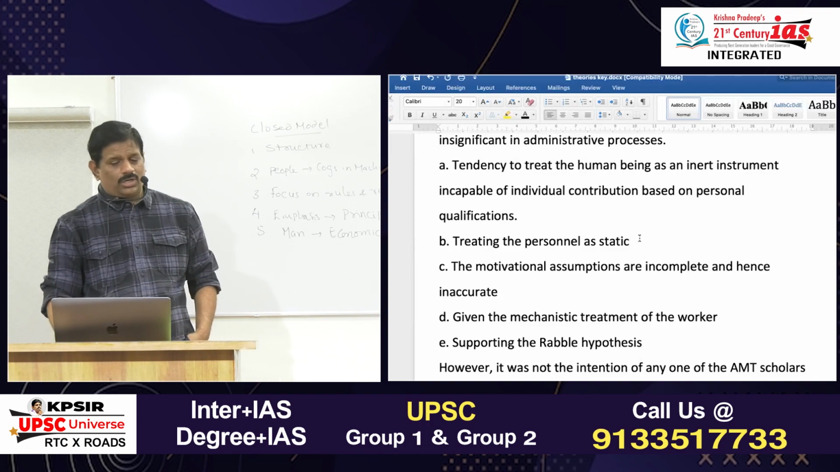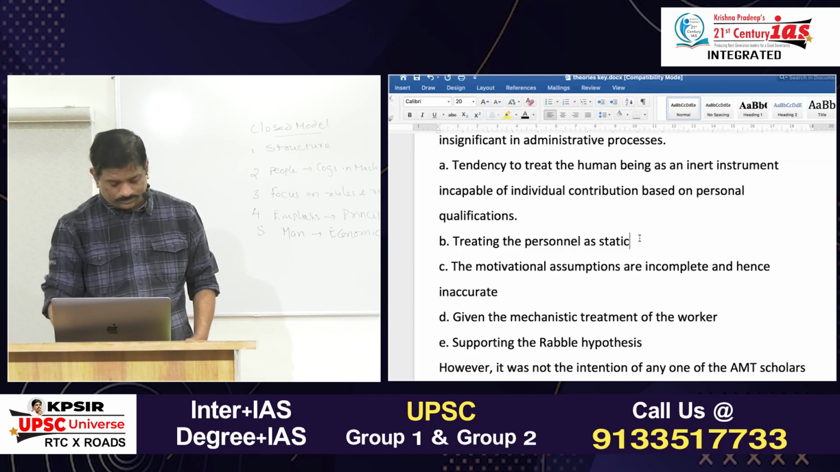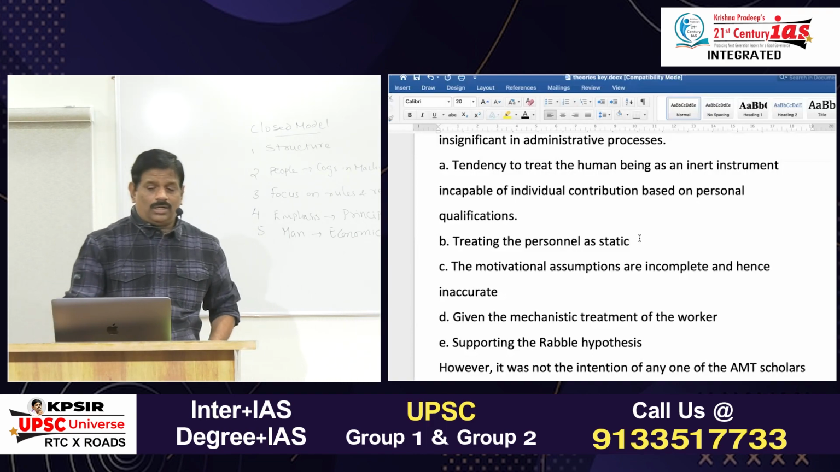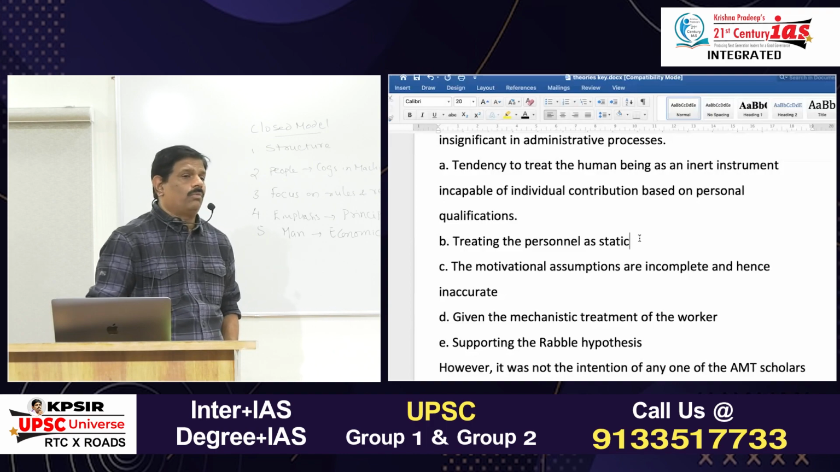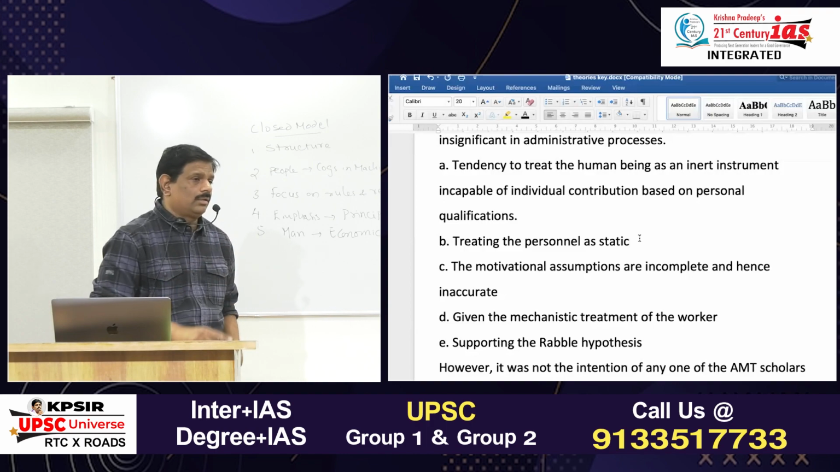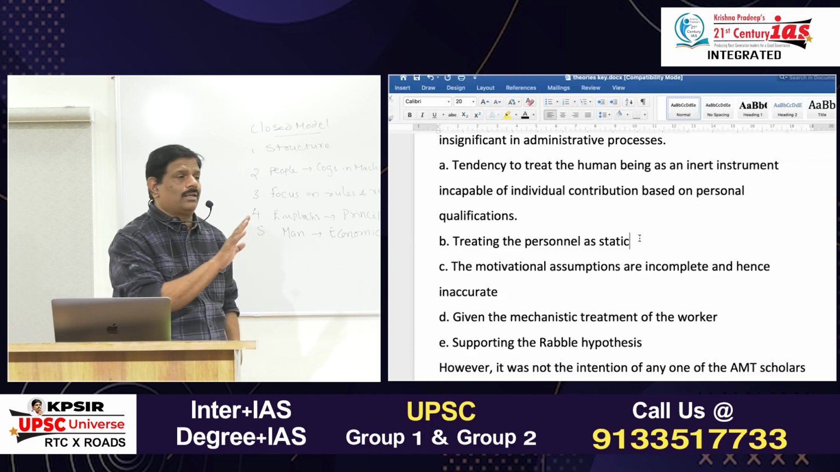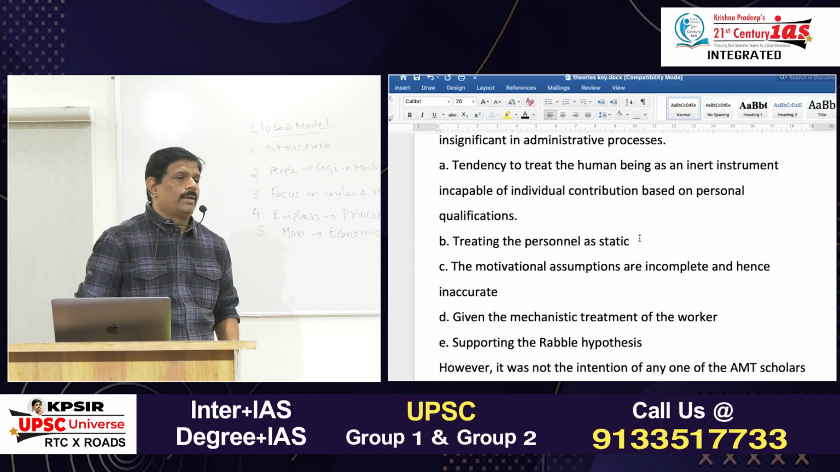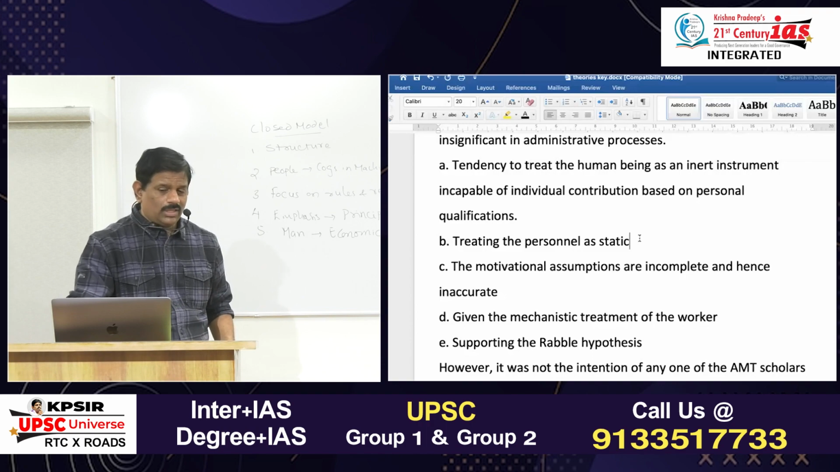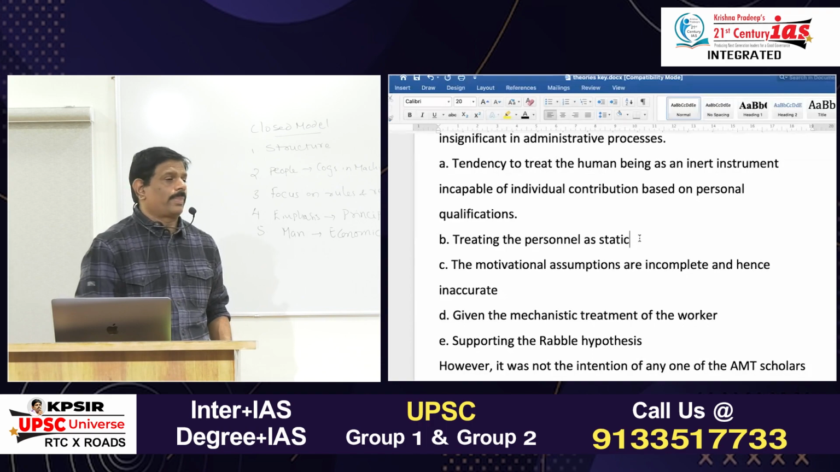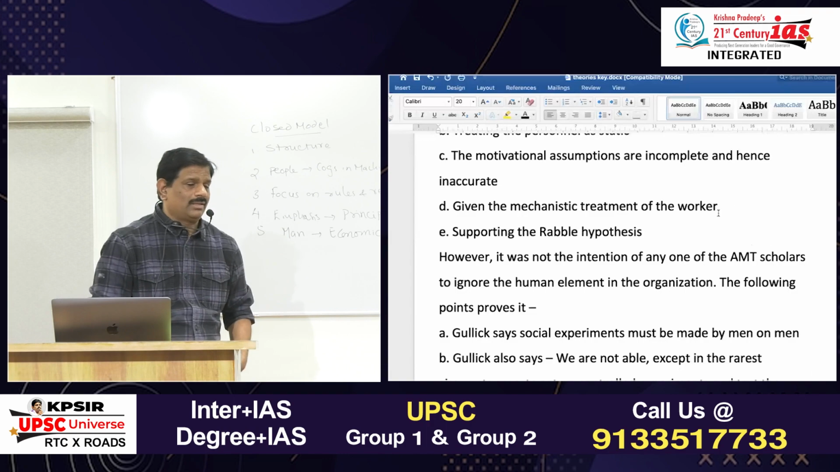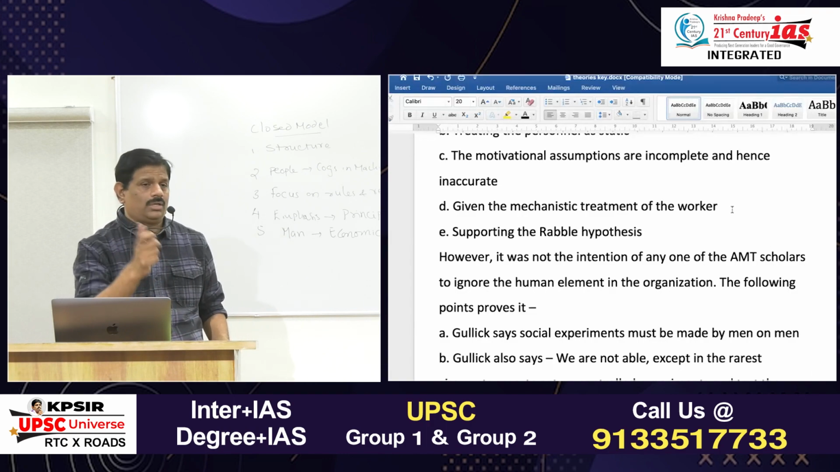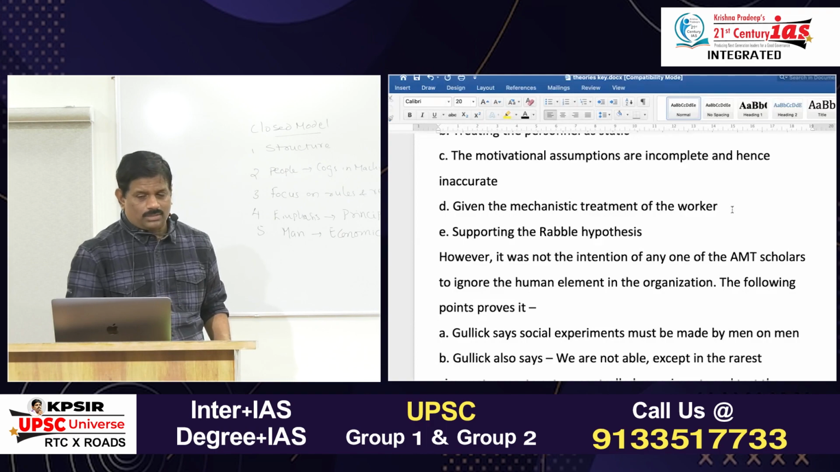And the motivational assumptions. Motivational assumptions are incomplete and inaccurate. Why are they incomplete? Because it considers the human being only as an economic man, but not as a social and psychological man. And it gave a mechanistic treatment of the worker. Mechanistic treatment of the worker means the worker is treated like a machine, like a cog in the machine in fact. That is the mechanistic treatment.